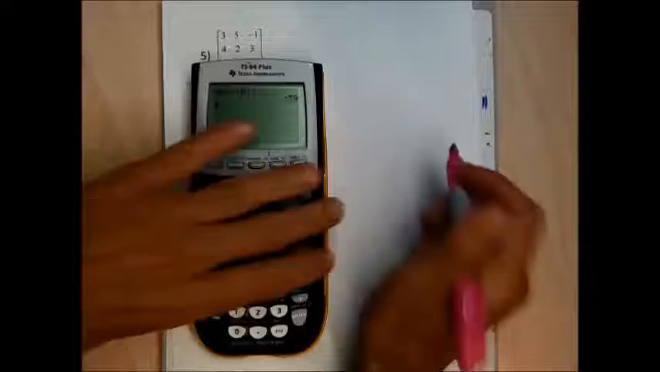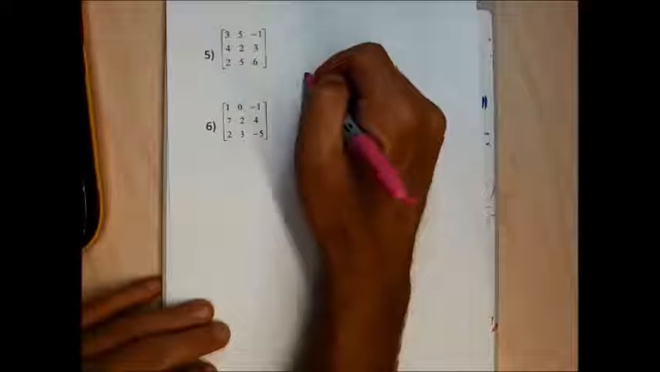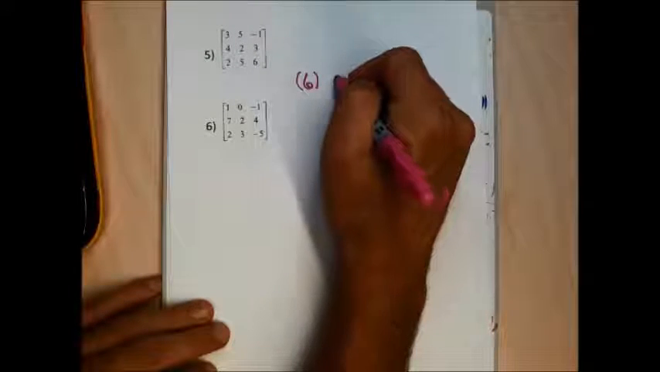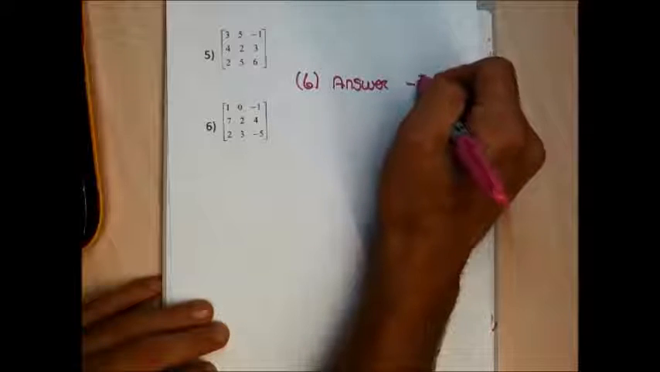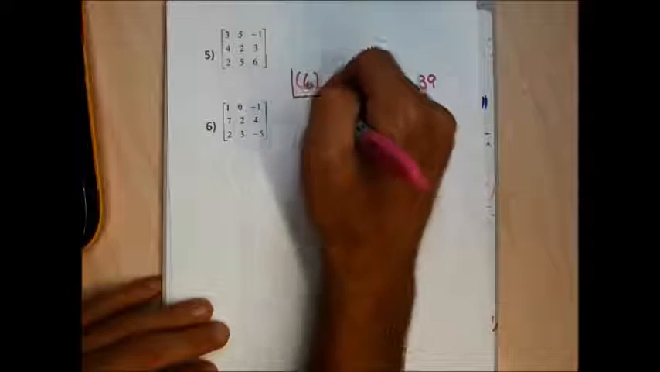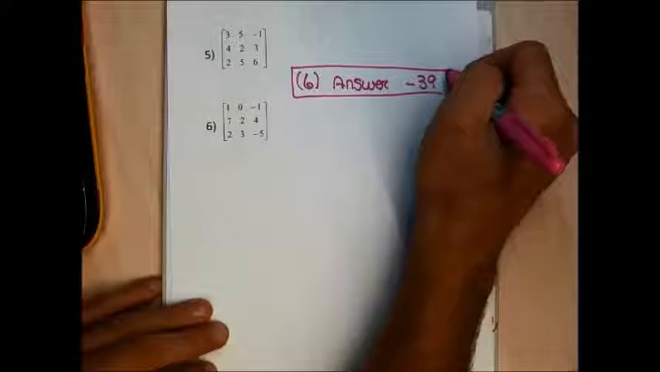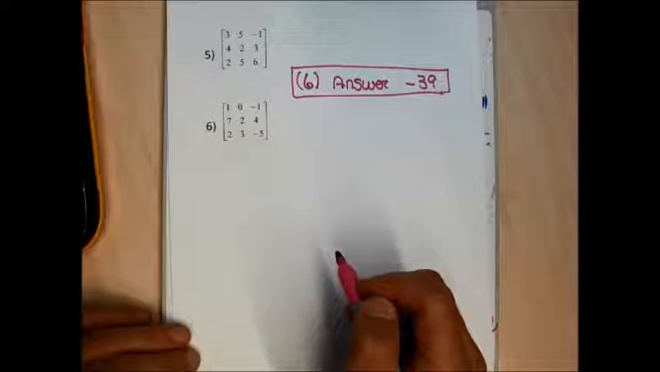So the answer to problem 6, the determinant of that matrix, is negative 39, and that has nothing to do with x equal to a number, y equal to a number, z equal to a number. It's just a number that's associated with that matrix.